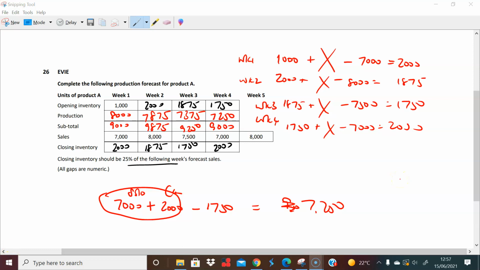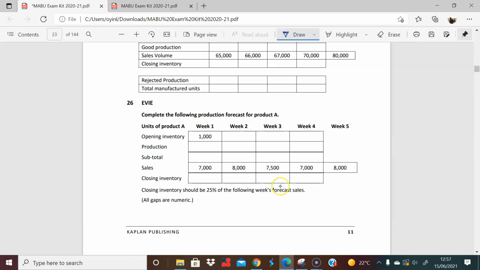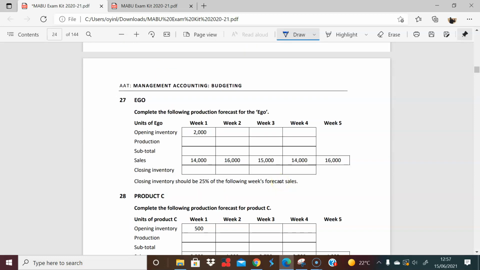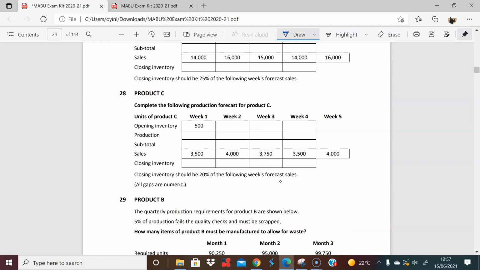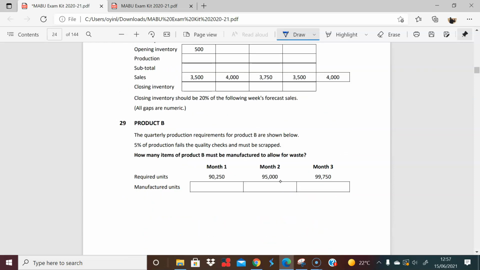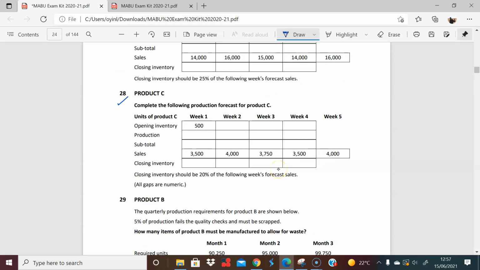So that's that, and hopefully that helps. Again, going back to the book, you have question 26 EVA, and if you look here, that's the same thing as the ego and product C. That should get you covered for those questions.